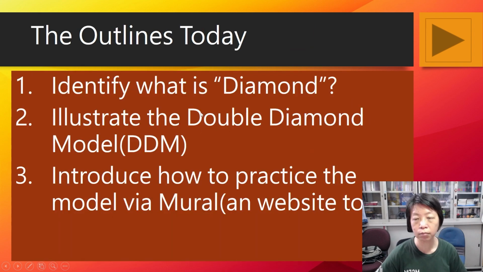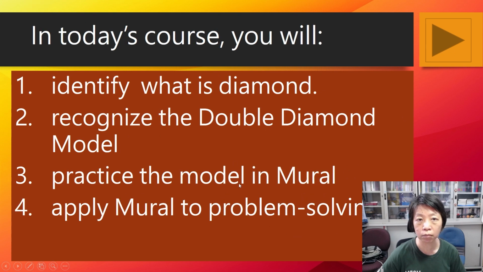So, now, let's begin today's course. The outline today is as follows. First, we'll identify what is diamond. And second, we'll illustrate the double diamond model, or DDM. Third, we'll introduce how to practice the model via Miro. That's a website tool. And in today's course, you will identify what is diamond, recognize the double diamond model, practice the model in Miro, and apply Miro to problem solving.